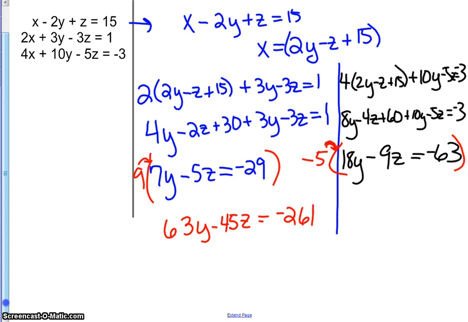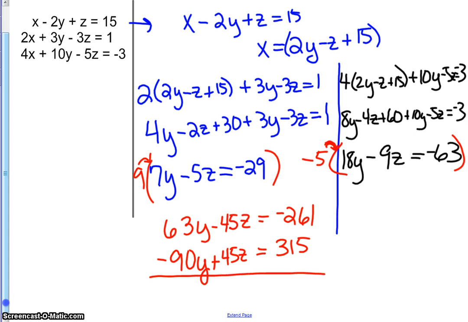Now I'm going to do this part here. I'm going to take negative 5 times 18, so I'm going to go 90, and it would be negative 90y, and it would be positive 45z equals 315, positive 315.